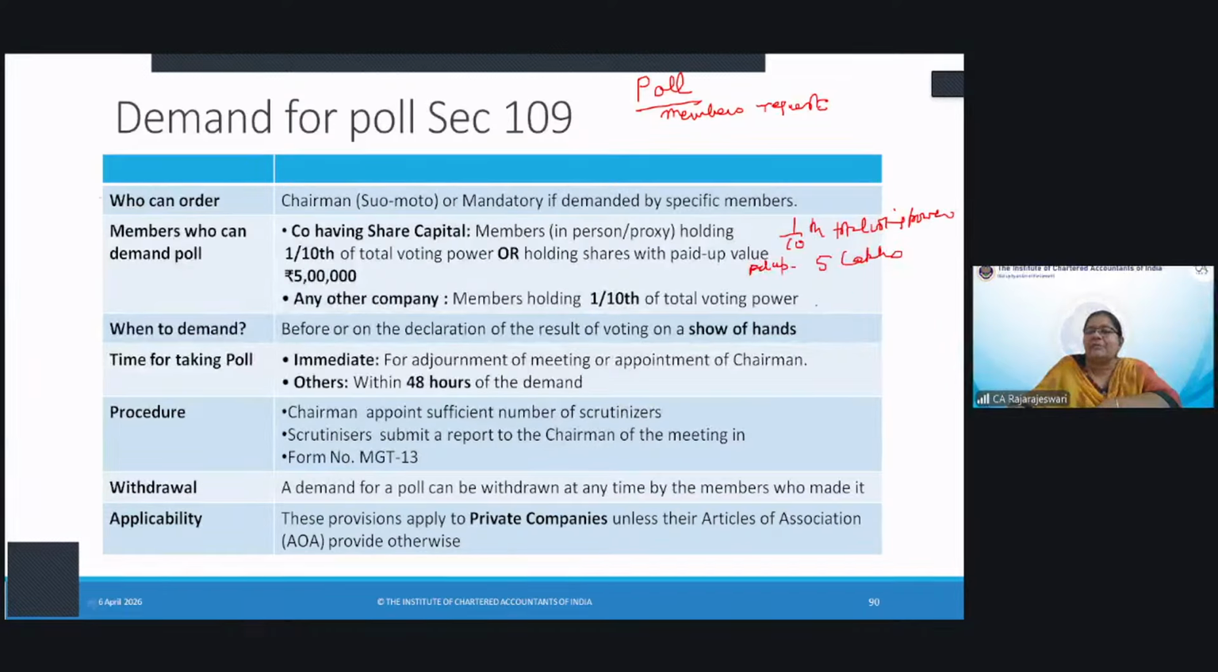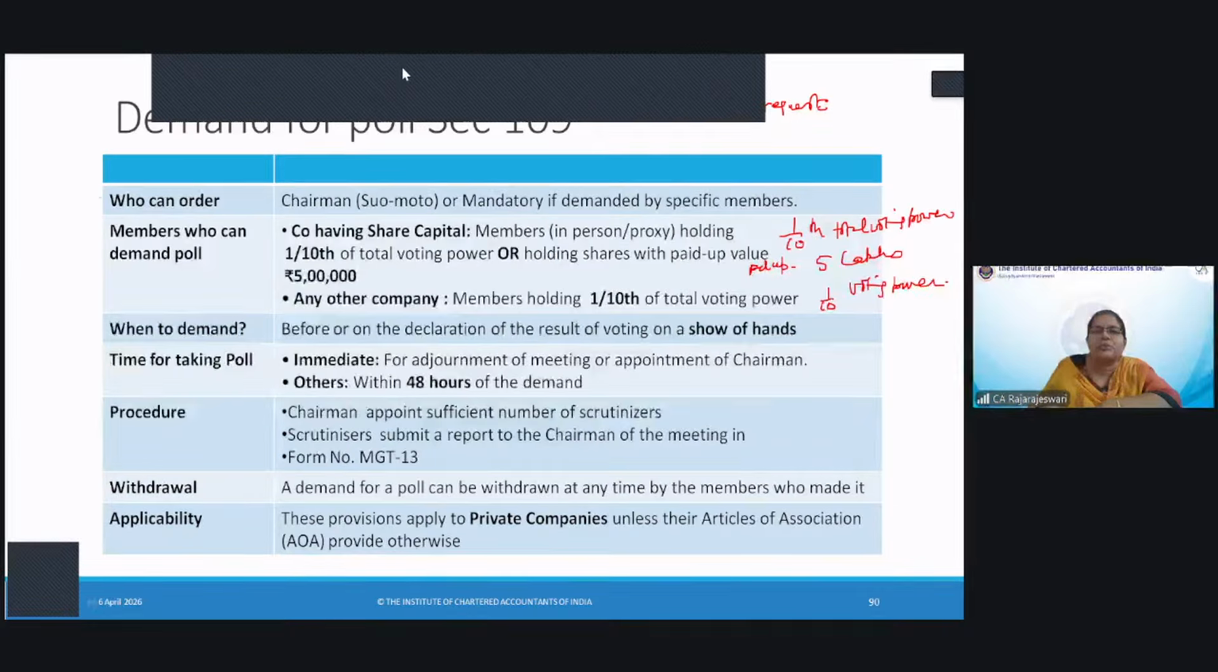For any other company, a company not having share capital, it is simply 1/10 of the voting power, and they can demand a poll. So meaning, a number of persons put together who have paid up capital of 5 lakhs can join together and demand a poll. That is possible.